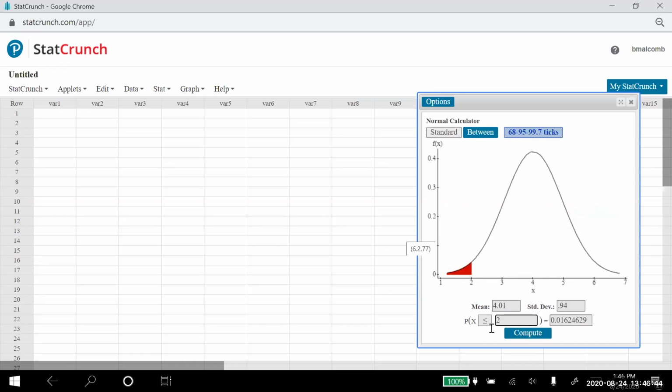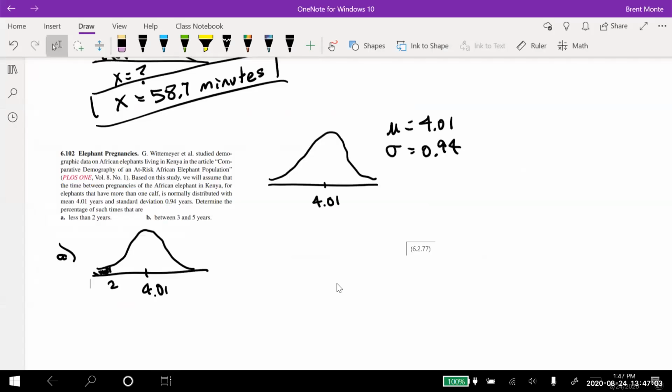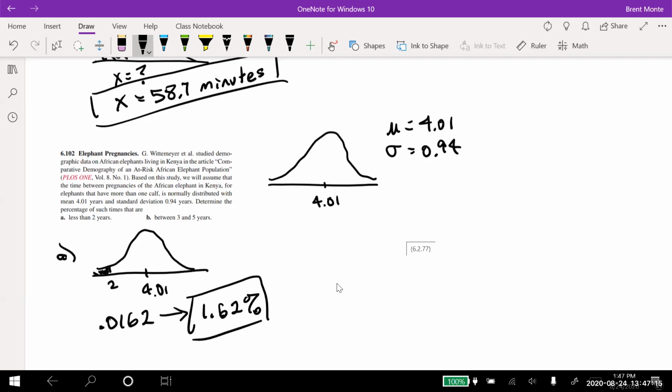So we just compute it. There's the picture, just a little area off to the left, so we know our picture's right. And the probability, if we go to 4 decimal places, is 0.0162, and I don't round up. So 0.0162. And if I change that to a percentage, just move the decimal 2 places, 1.62%. So not very many of these elephants are going to have their offspring in less than 2 years.